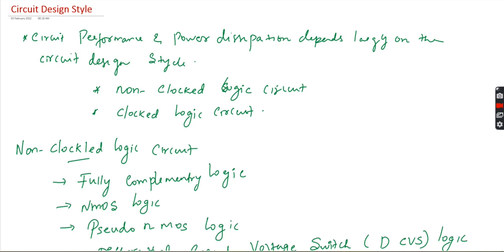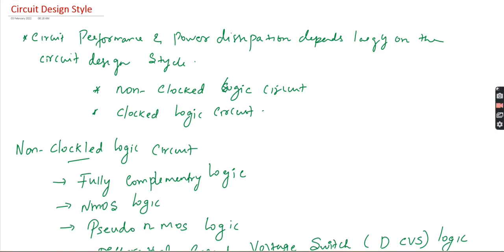So in the previous classes, we studied the circuit design styles. The circuit performance and the power dissipation depend on the circuit design only. There are two different styles. The first one is operating the logic circuit without a clock. The second one is the clocked logic circuit.